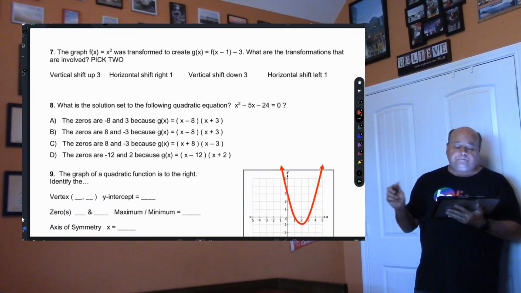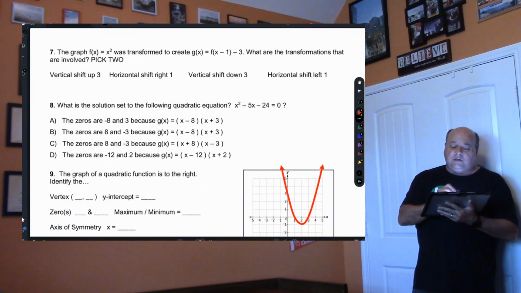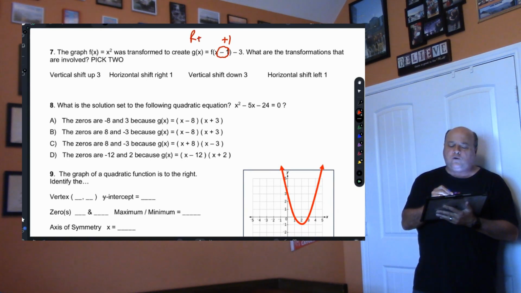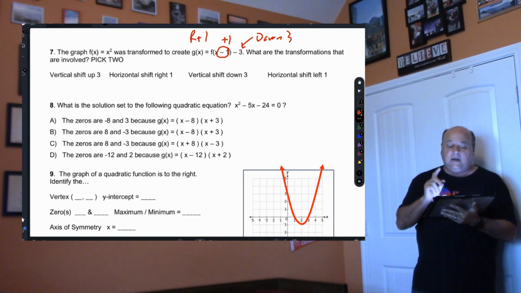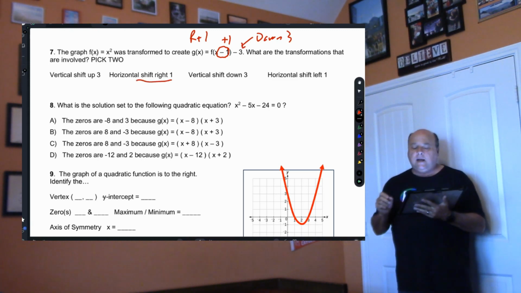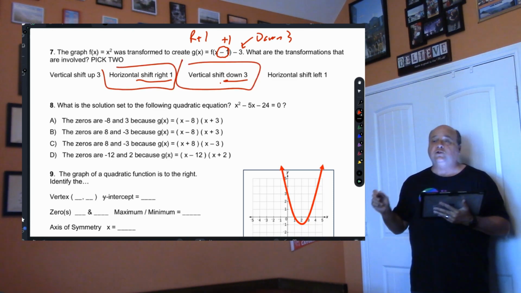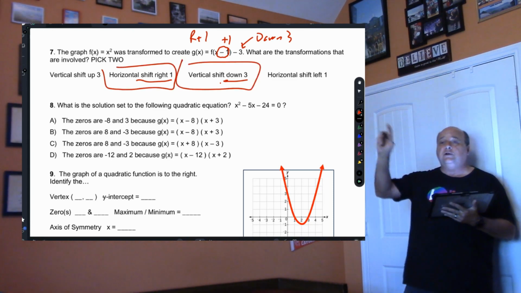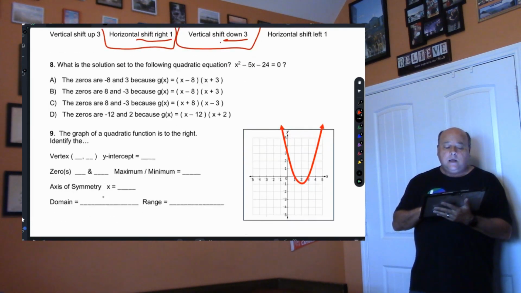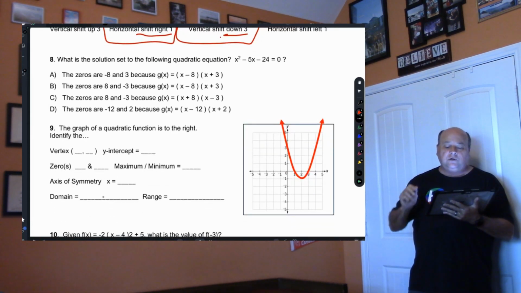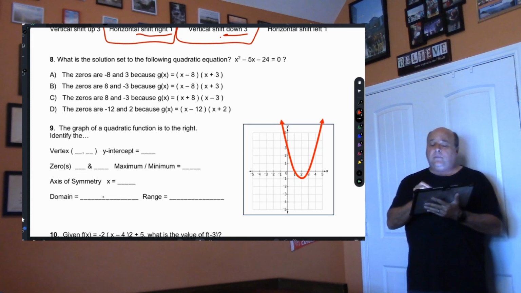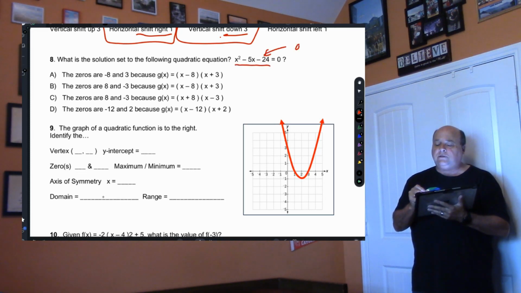Number 7, okay? Let's transform to create. What are the transformations? Pick 2. The negative 1, the opposite of that is a positive 1. That is right 1, and this is going to be down 3. So we need to do a horizontal shift right 1 and a vertical shift down 3. This one and this one are going to be the 2 answer choices. So in this problem here, you're just going to select 2 of them that work. Number 8, which one is the solution set? Let's factor this. Remember, all you got to do is graph and trace.